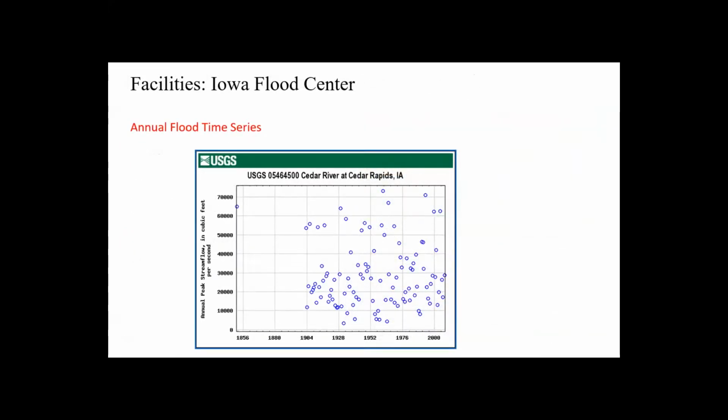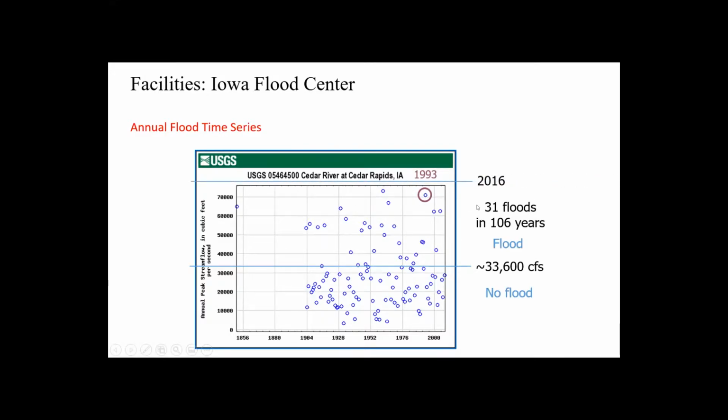With the Iowa Flood Center, they have very nice maps. For example, here we look at the Cedar River at Cedar Rapids, and we look at the annual flood time history. You see this is the time history for so many events, and here we have cubic feet per second. Now, if the flow in the river is above that number, then we can have a flood. Below that, no flood. For example, we have had 31 floods in the last 106 years. And this is what happened in 93, when we had the flood in 93. And this is what happened in 2016.